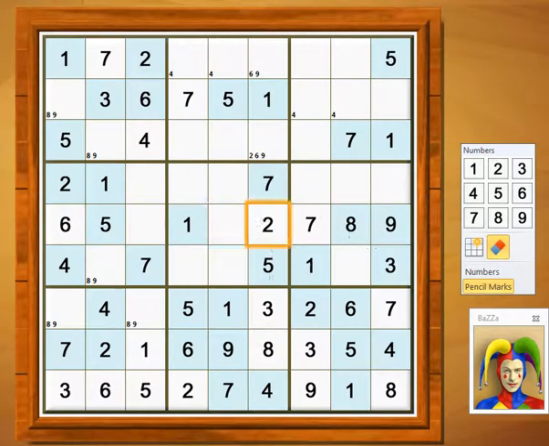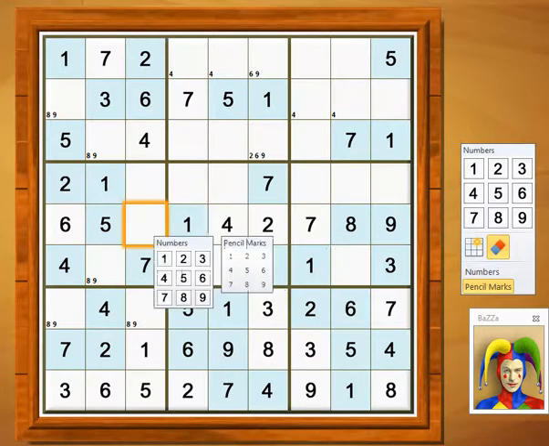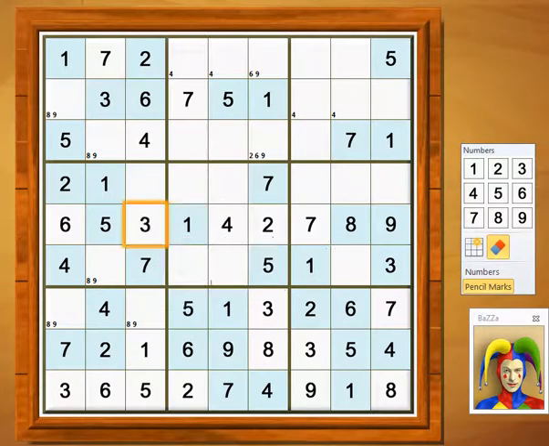So looking at this one here, we've got 2 numbers missing, and that's 3 and 4. So we've got 1, 2, 3, 4, 5, 6, 7, 8, 9. But you can see we've got a 4 in this cube already. So that means this one here is the 4, and this one here is the 3.